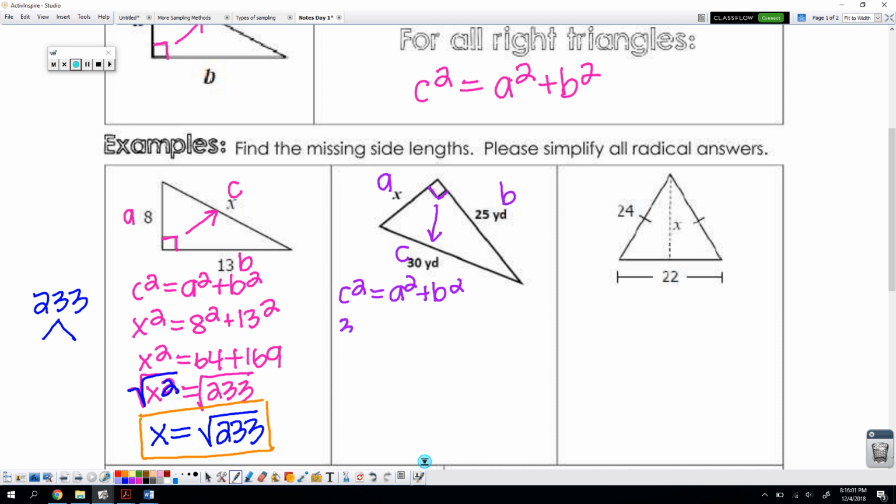So c squared, that's 30 squared, equals a squared, which is x squared, plus 25 squared. Now if you need the calculator to know what 30 squared is, that's fine. But I know what it is. So 30 squared is 900 equals x squared plus, and then 25 squared is 625.